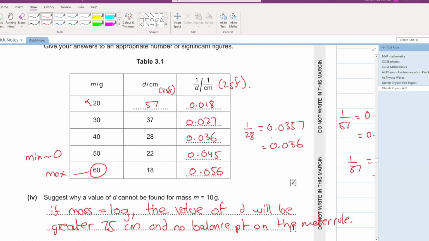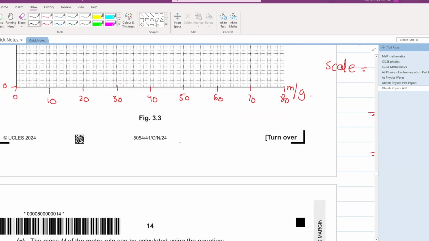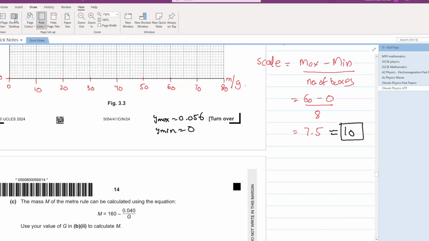Now let's do the same thing with the y-axis. On the y-axis, what is the maximum value? The maximum value is 0.056. Okay, let's write a small maximum here. The maximum value on the y-axis is 0.056. Perfect. So let's write it here. On the y-axis, your maximum value is 0.056. What is the minimum value on the y-axis? Again, 0.